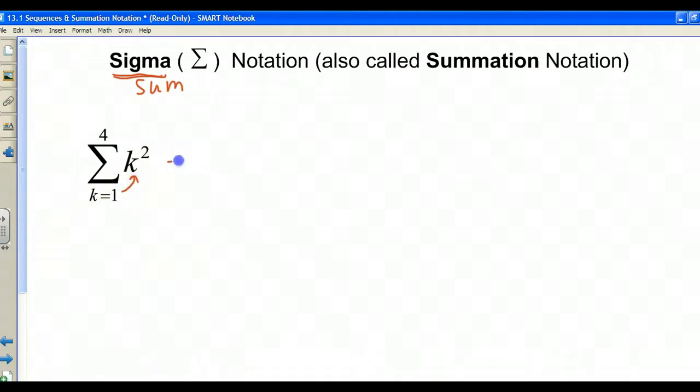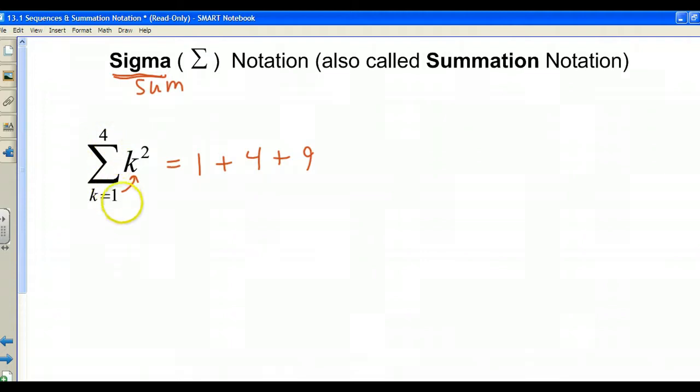So if I wanted to find the first term of the sequence, 1 squared is 1, plus, because we're adding a sum. If I want to find the second term in the sequence, I go up by an integer. Wherever I start, I just go up by 1. So this, I would plug in a 2. So 2 squared is 4. And then I plug in the next number, which would be 3. 3 squared is 9.